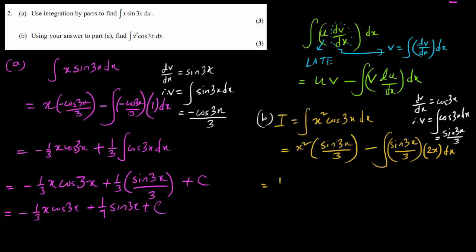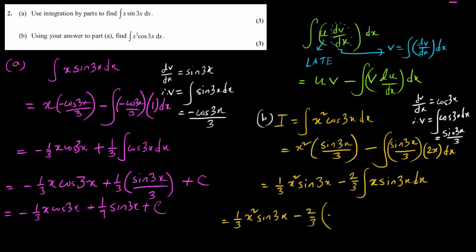So it turns out to be, if we simplify, 1 by 3 x squared sine 3x minus, now this is 2, this is 3. We can bring the 2 by 3 constant outside and we can write x sine 3x dx. Now if you take a look at this integration, x sine 3x dx is something we did in question number A. So all we have to do is plug in the value. So we can write 1 by 3 x squared sine 3x minus 2 by 3. Now let's plug in the value, minus 1 by 3 x cos 3x plus 1 by 9 sine 3x, and at the end we can write a plus c.